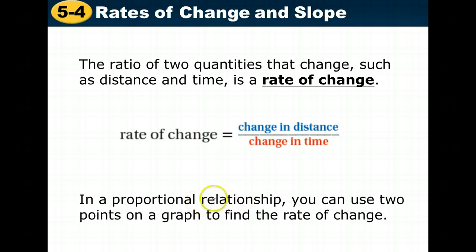Okay, so we can use 2 points on a graph. We learned about graphing from last session. So we can use 2 points on a graph to find the rate of change, and let's go ahead into more details with that.